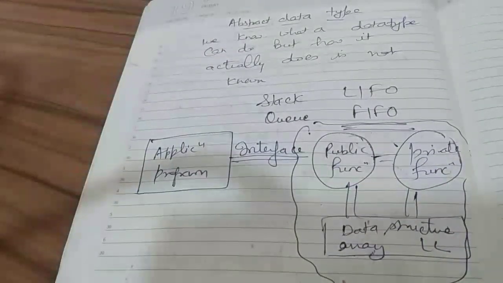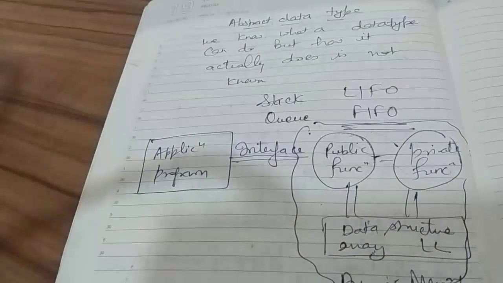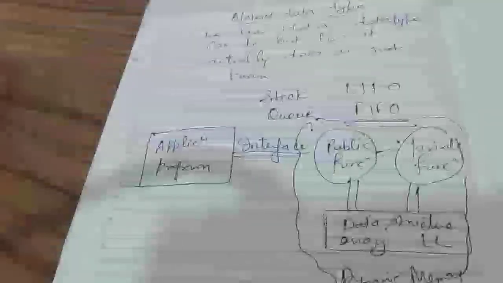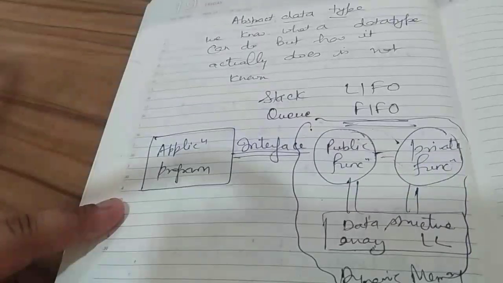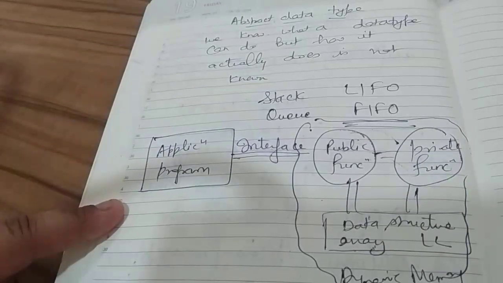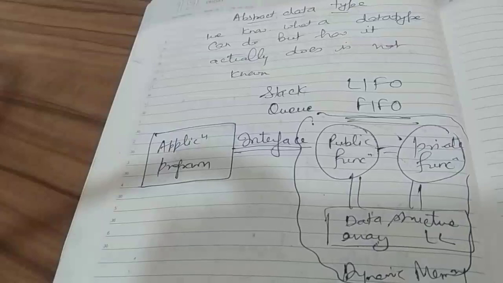What is the dynamic memory involved? That is the hidden part. This part is hidden to us. But we do know about the application program, what exactly this application program will do. That is known to us. So this is about the abstract data type.